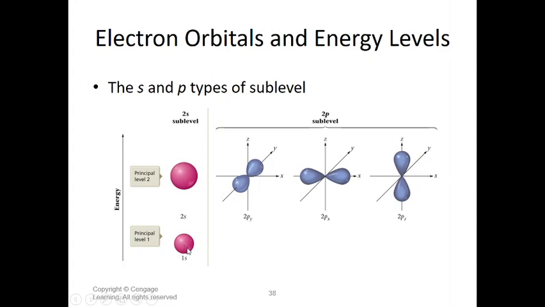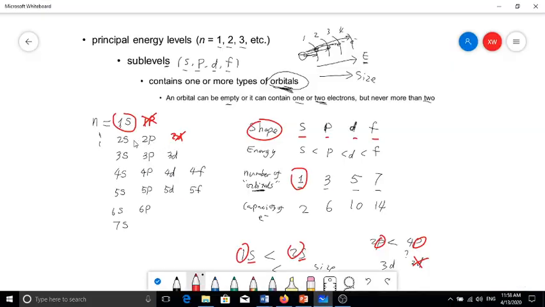This is one. When I say orbital, I mean one of the balloons here. Now if you go to the second principal level, you see you have two sublevels, 2s and 2p. 2s has only one orbital, but 2p has three orbitals. So there's one orbital in 2s, three orbitals in 2p. There are a total of 4 orbitals here.